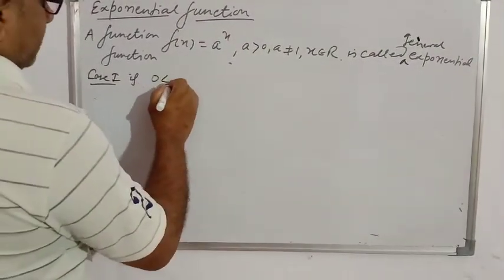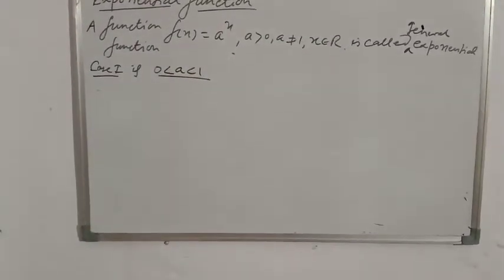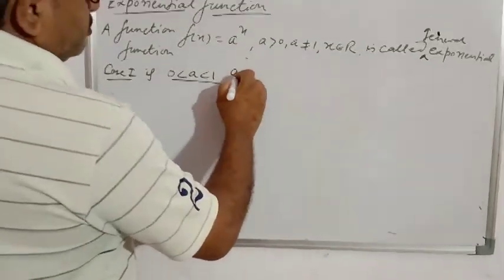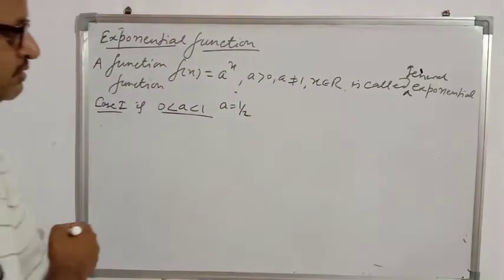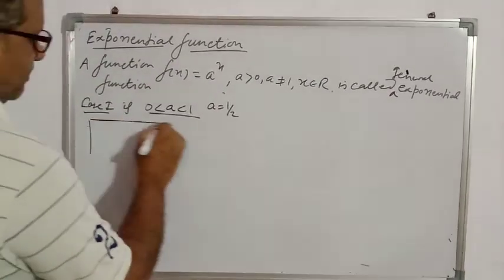If 0 < a < 1, a lies between 0 and 1. So we can take a = 1/2, a fractional value, and x may be any value. So how will we plot this?